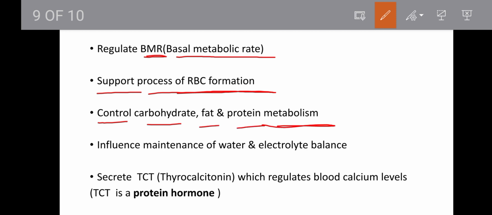So, in simple words, metabolism of these substances is formation and breakdown reactions of these substances, that is carbohydrates, fats, and proteins. Thyroid hormones influence maintenance of water and electrolyte balance.